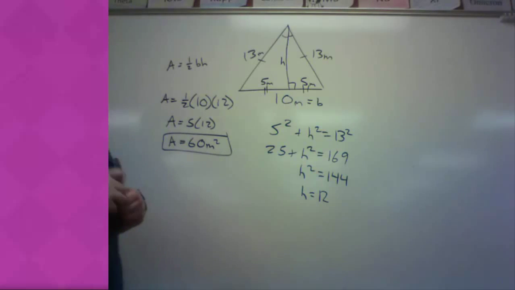It's really not that bad, but you have to know how to draw the picture and solve. Otherwise, it's just find the unknown length using the Pythagorean theorem. Once I found the unknown length, I plugged it into my area formula, and I'm good to go.